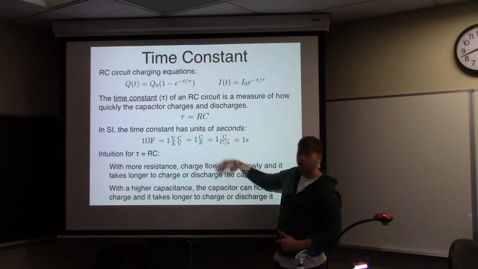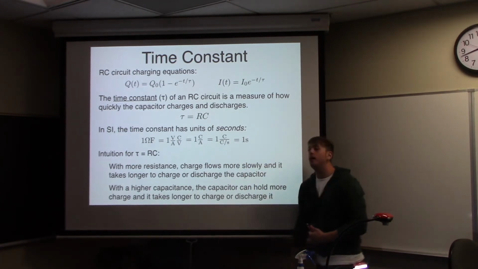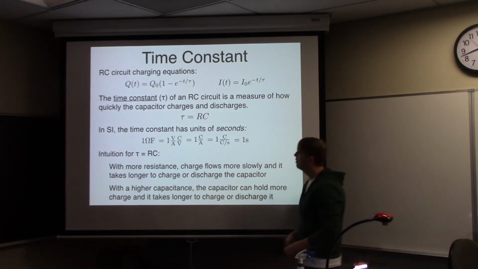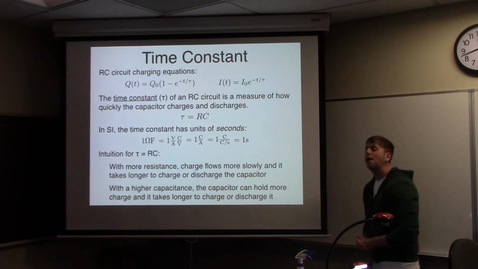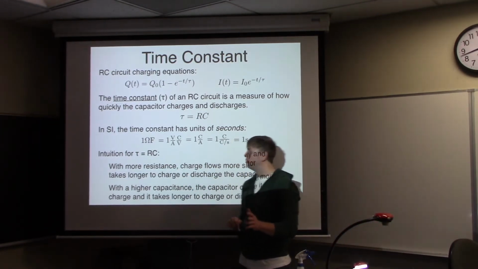And then when we cancel out coulombs, and the seconds actually go to the top, we realize that it's equal to 1 second. So an ohm times a farad is equal to a second, so yes, this is some kind of time. And it makes sense that the time constant should be given by R times C.